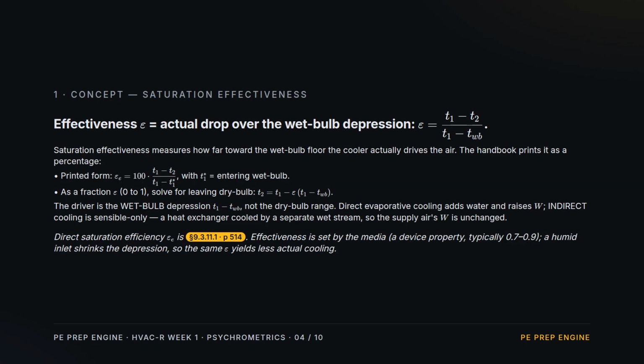Concept 3. Saturation effectiveness. It measures how far toward the floor the cooler actually drives the air. The actual dry bulb drop over the wet bulb depression. The Handbook writes it as a percentage. As a fraction, the leaving dry bulb is the entering minus effectiveness times the wet bulb depression. The driver is the wet bulb depression, not the dry bulb range. And keep direct versus indirect straight. Direct adds water and raises humidity ratio. Indirect is sensible only, so the supply air's humidity ratio stays put.